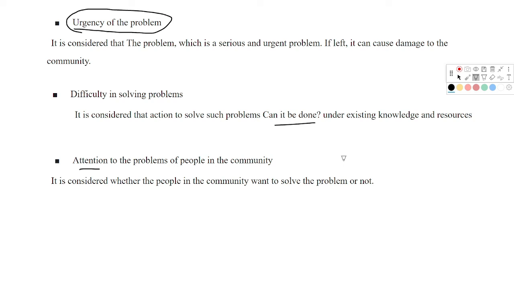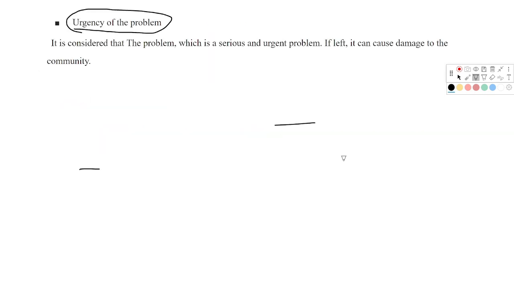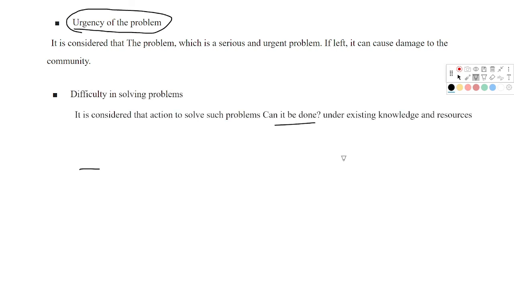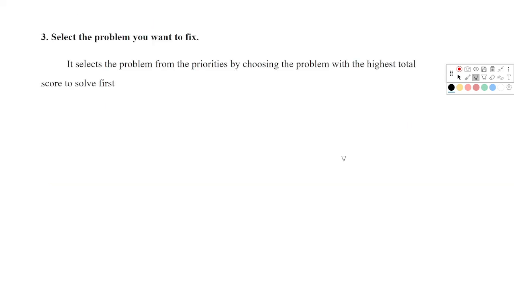Now, these are the steps, okay, for point number 2, prioritize each problem. The first thing, check the size of the problem. Number 2, urgency of the problem, difficulty to solve the problem, attention to the problem of the people in the community, okay? So number 3, after doing step number 2, you need to select the problem you need to fix.